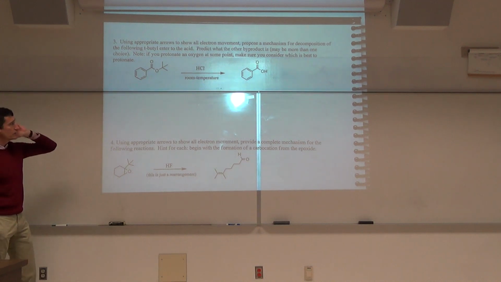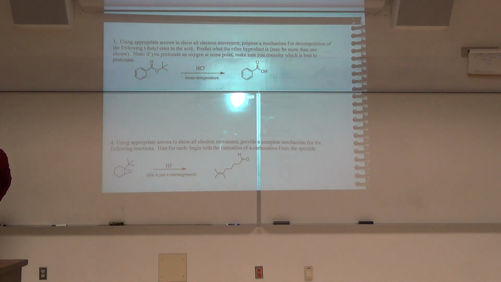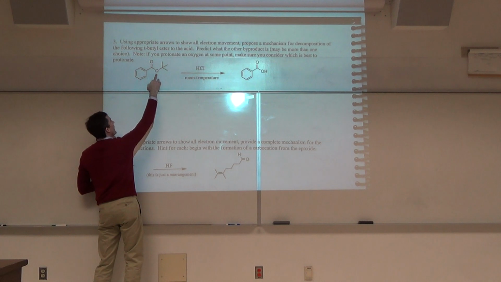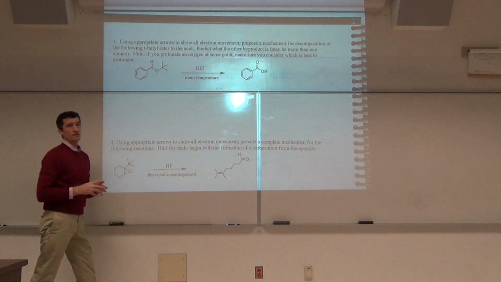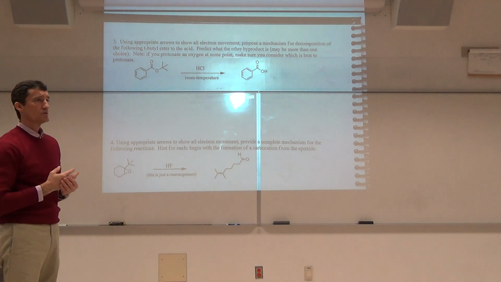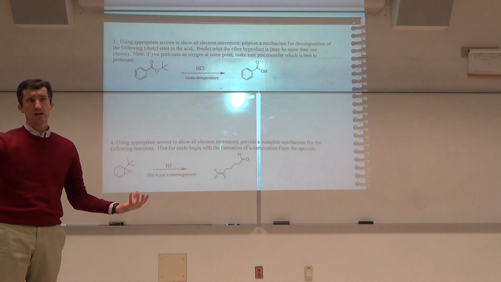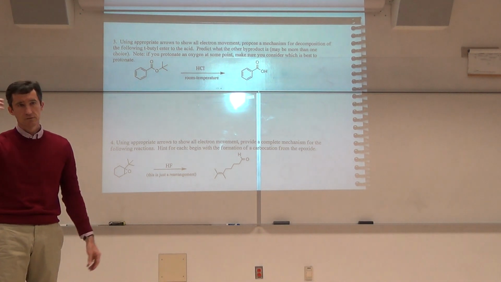And if you draw a resonance structure, what type of partial charge is on this oxygen? Partial positive. And if you draw a resonance structure using these electrons, what type of charge is on this oxygen? Partial negative. So which one is more likely to react with H+? The partial positive oxygen or the partial minus oxygen?